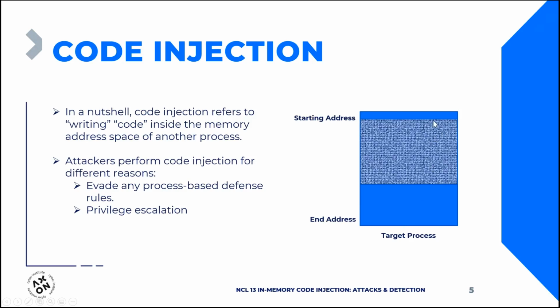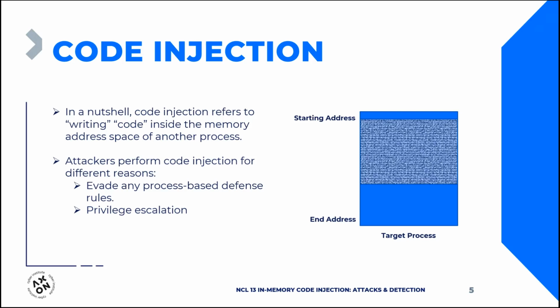And then another process would allocate space inside that process and inject some code in it. Okay. Now, why would attackers do that? There are different reasons. For example, if you have an antivirus or any signature-based security tool that has detection rules for processes, code injection can evade process-based rules.